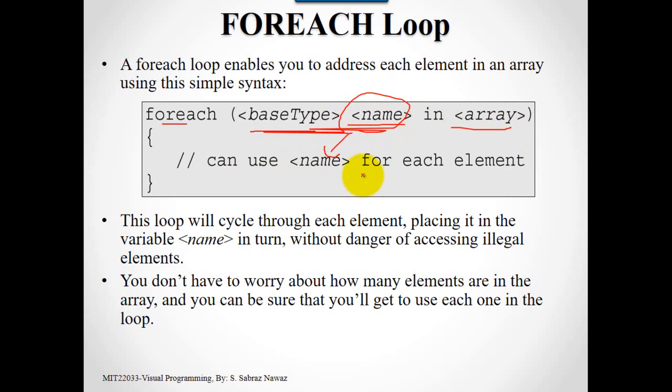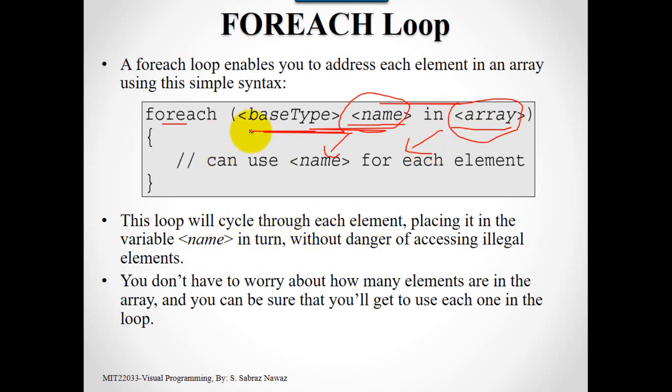Say for example we are using a list box to get some items into an array, and the items can be put into this bucket of arrays, and each item can be used here to be displayed in another list box. So it can be used for calculation of totals or averages or whatever. So this loop will cycle through each element.